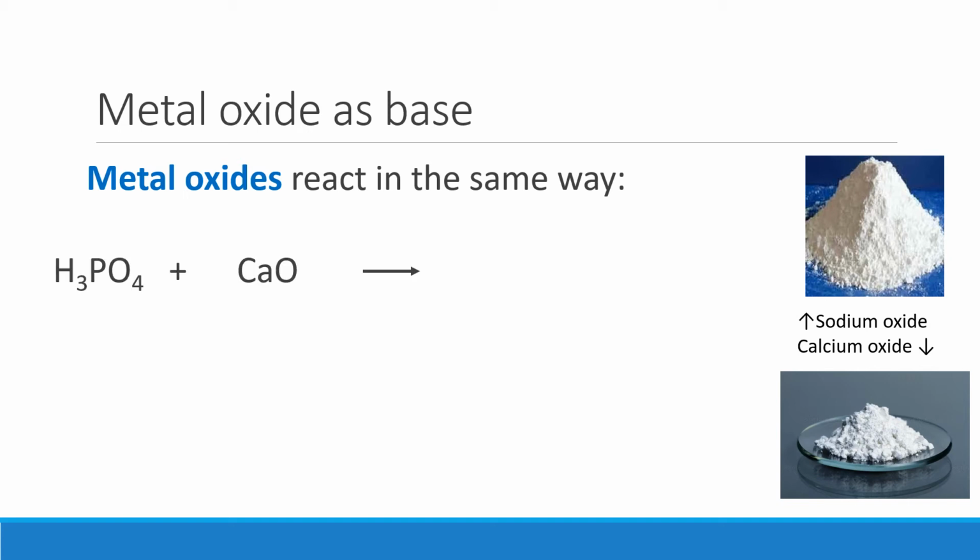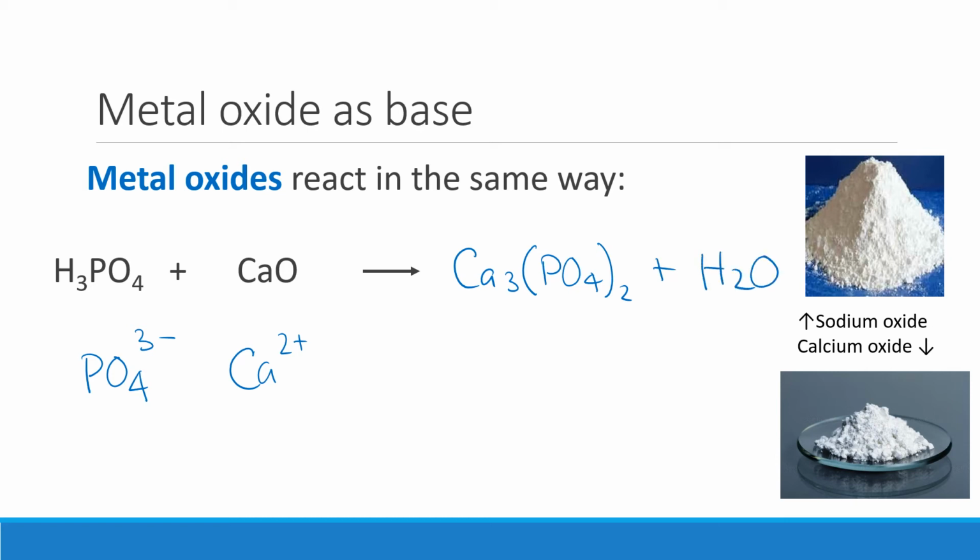So we'll use calcium oxide as our oxide, reacting it with phosphoric acid, H3PO4. So our salt is going to be made from the anion PO4 3-, and then calcium is our cation. It has a charge of 2+. And so I'm going to need 3 calciums, Ca3, and then PO4, 2. And the hydrogens and the oxygen are going to come together and make our water.